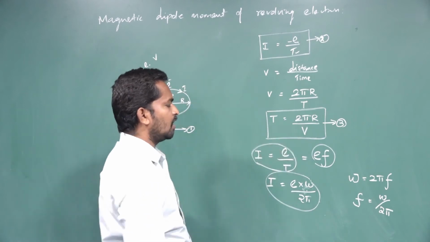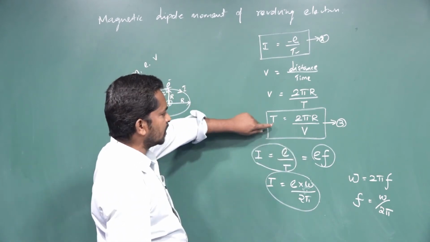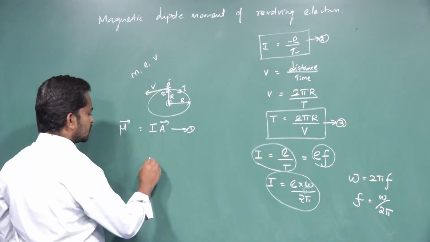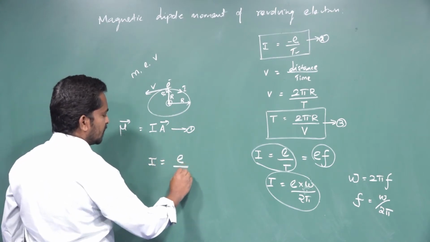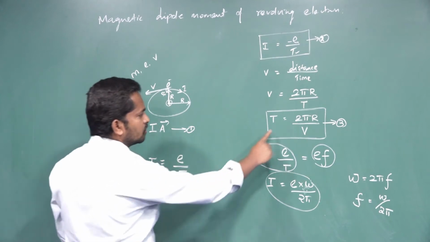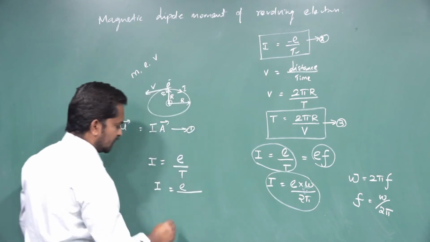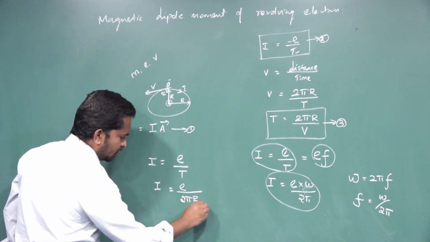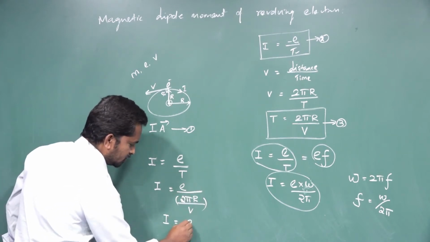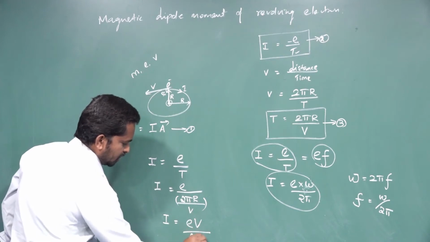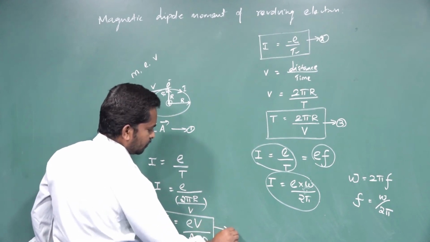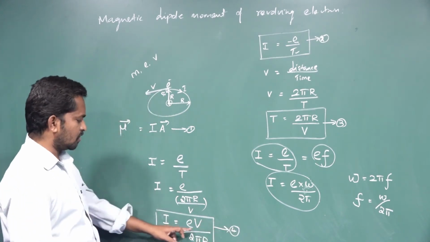T is equal to 2 pi r divided by v. Substitute the time period from this equation into equation number 2, I is equal to e divided by T. What is the T value? T is equal to 2 pi r divided by v. So I is equal to e v divided by 2 pi r. This is the current equation, equation number 4. So the current I is equal to e v divided by 2 pi r.